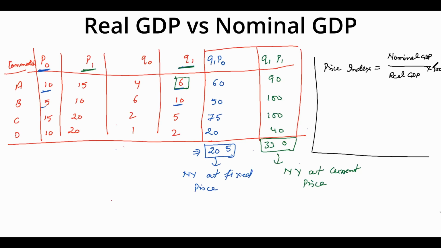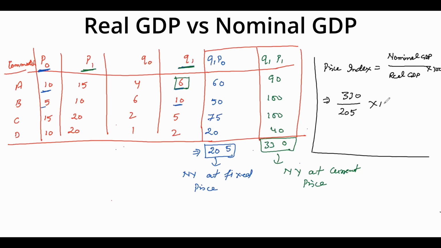अभी आपने देखा होगा कि महंगाई बढ़ रही है, इन्फ्लेशन बढ़ रहा है, so that means how much price has changed in the current year with reference to the base year. So nominal GDP upon real GDP into 100 is called price index. Can you calculate price index with this example? Yes, you also can calculate. So the nominal GDP is 330, and real GDP is 205, into 100.